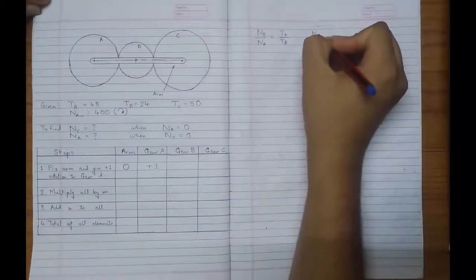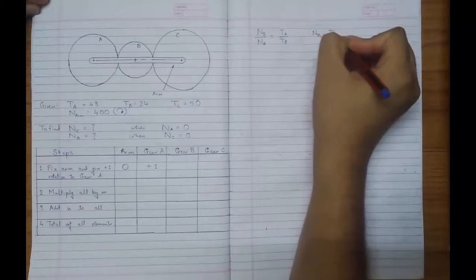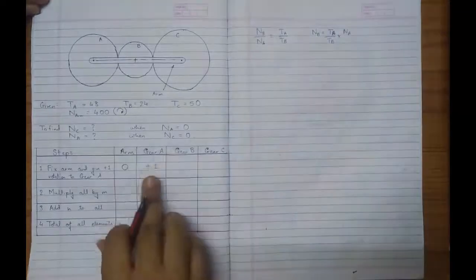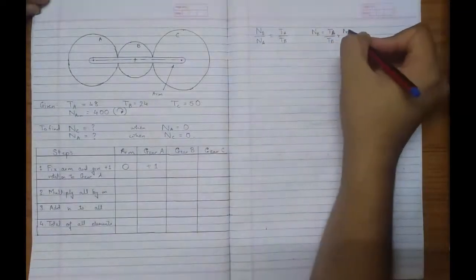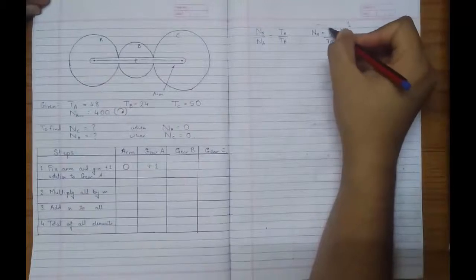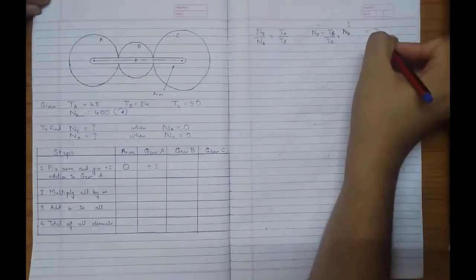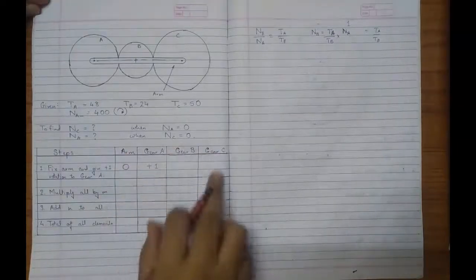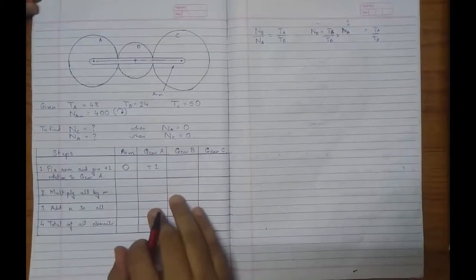So RPM of gear B will be teeth of A upon teeth of B into RPM of A, and our RPM of A is +1. So this will be 1. This will get reduced to TA upon TB. But there is a difference. In this table the direction is also important.